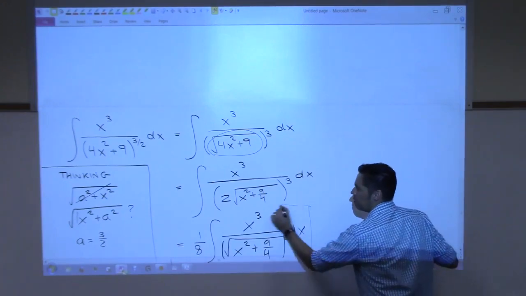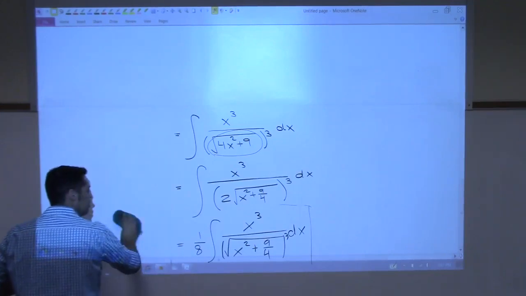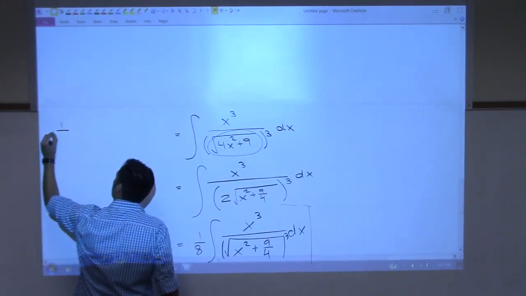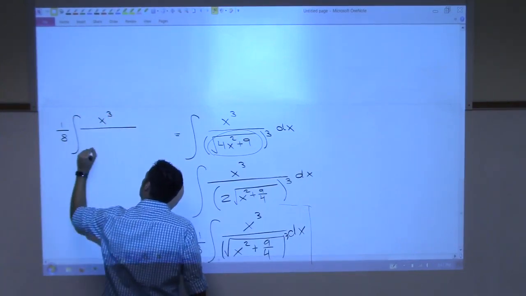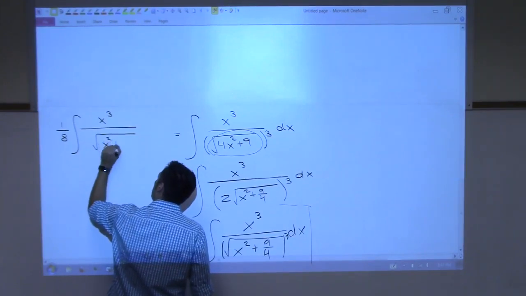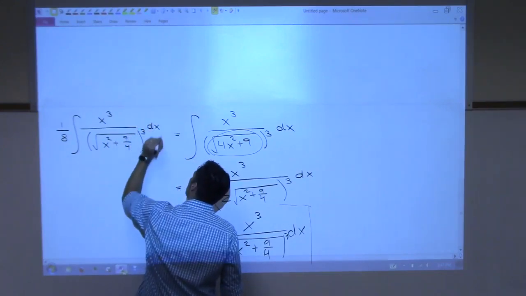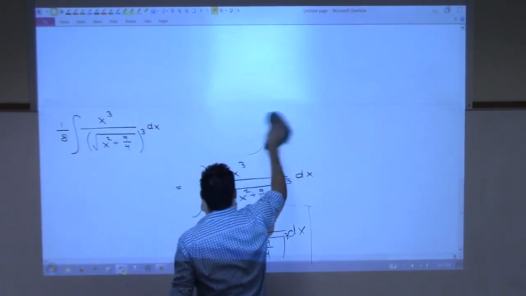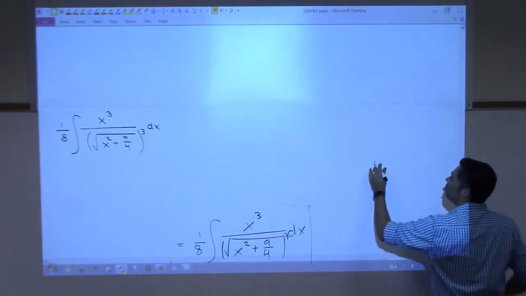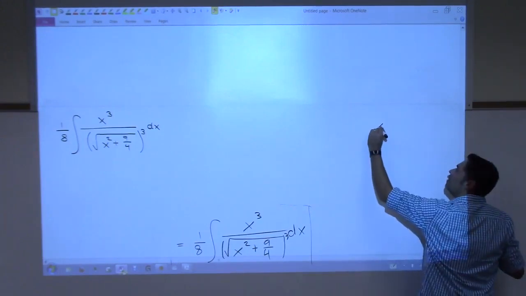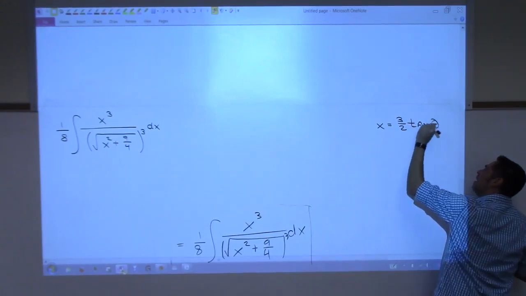There's the integral I'm working with. In fact, I think I'm going to rewrite it up here. Just going to start over, give myself some room. I'm working on the integral 1/8 integral x cubed over square root x squared plus 9/4 cubed dx. And my substitution is x is 3/2 tangent theta.